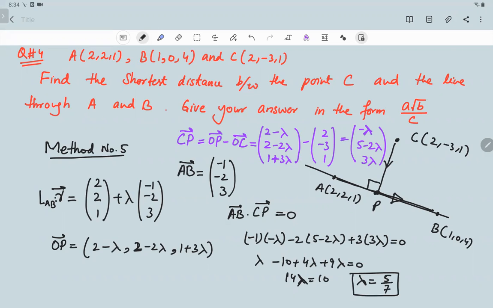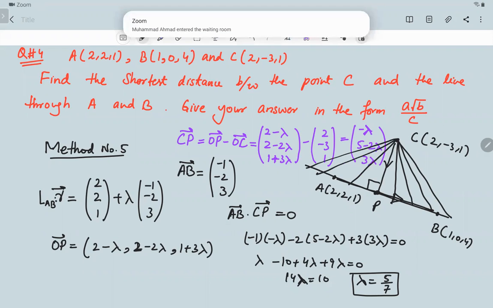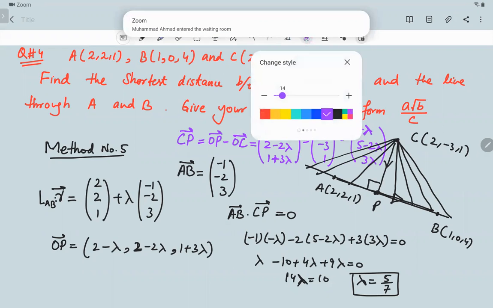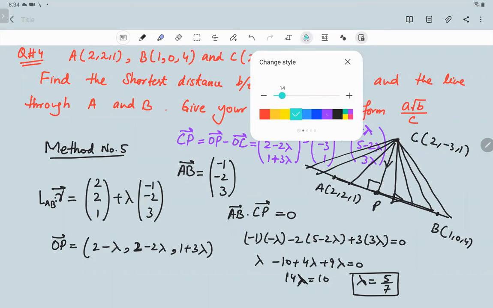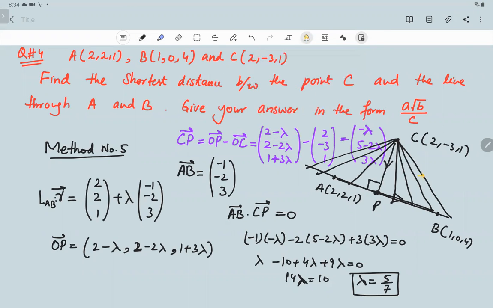For this value of lambda, we have obtained the vector CP, which is the shortest length of CP. P can have any length, as P is a variable point which moves along the line. These are the various possibilities of CP, but we are interested only in this red vector CP.